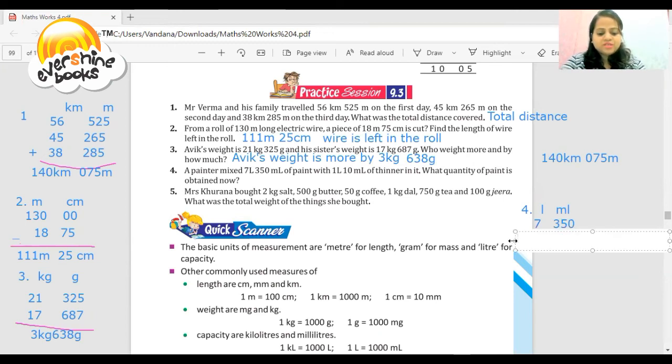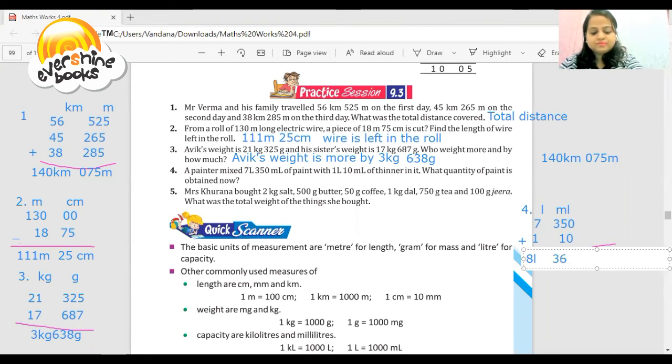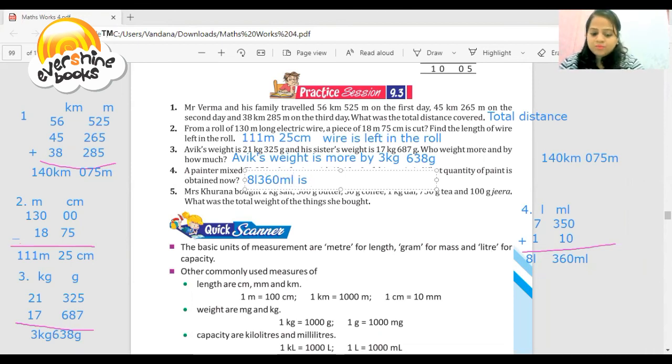Put the sign of addition here. Now do the addition. It's very easy. Okay, students? Write the answer and you will get the answer here, 8 liter and 360 milliliter. So what quantity of paint is obtained now? 8 liter 360 milliliter is obtained now. You can write this also.